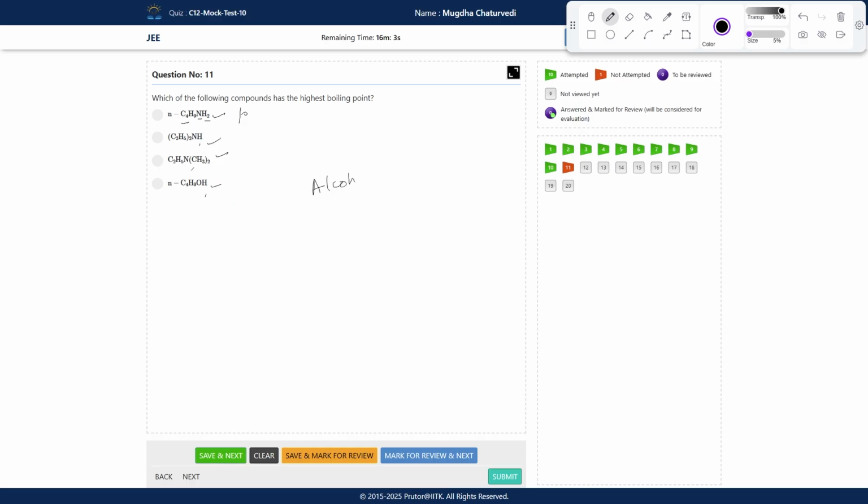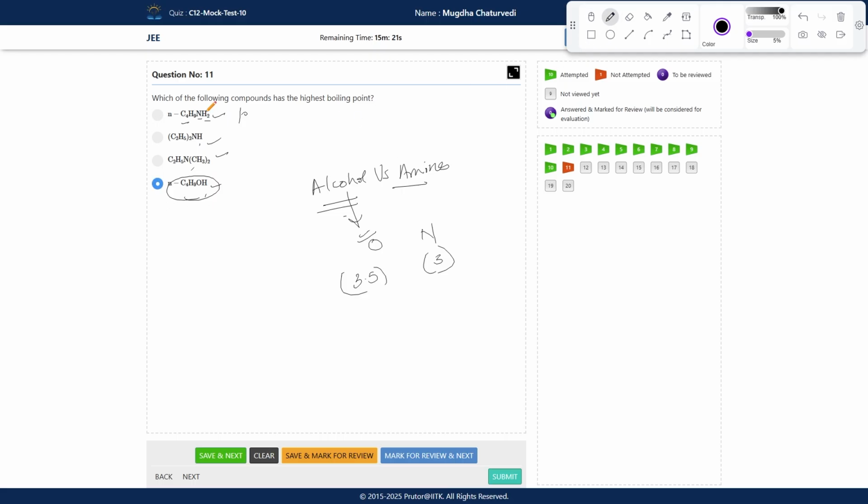So if we compare alcohol versus amine, then which has the highest boiling point? Alcohols form stronger hydrogen bonds due to the higher electronegativity of oxygen compared to nitrogen. So the electronegativity of oxygen is 3.5 and of nitrogen it is 3. So oxygen which is present in alcohol has more electronegativity, so they form stronger hydrogen bonds. That is why alcohols have higher boiling points compared to your amines. Okay, so for this the right answer will be this.